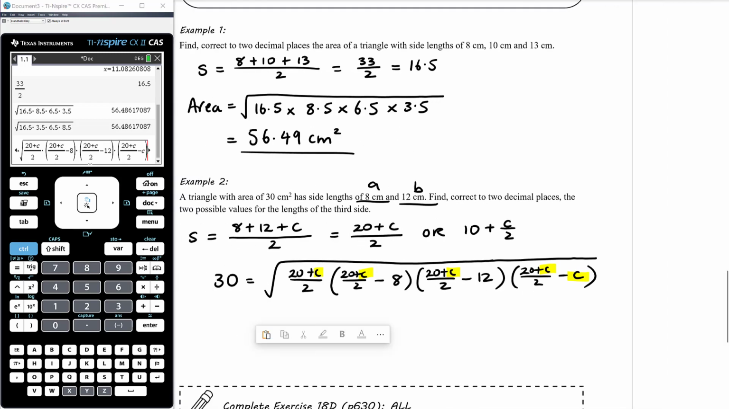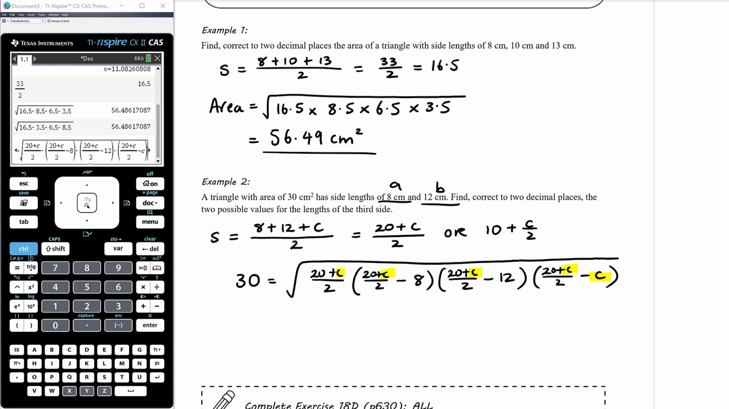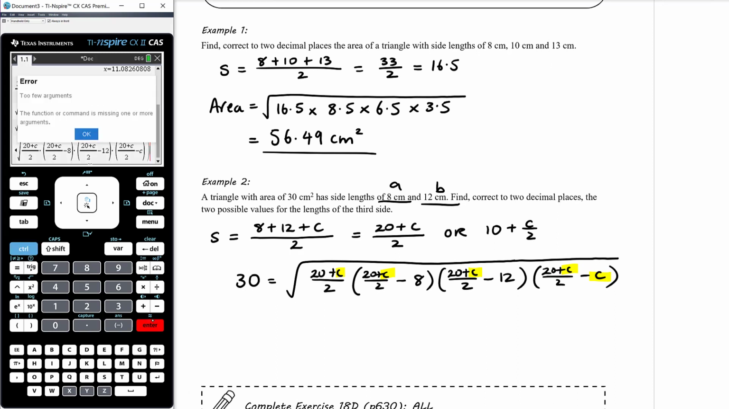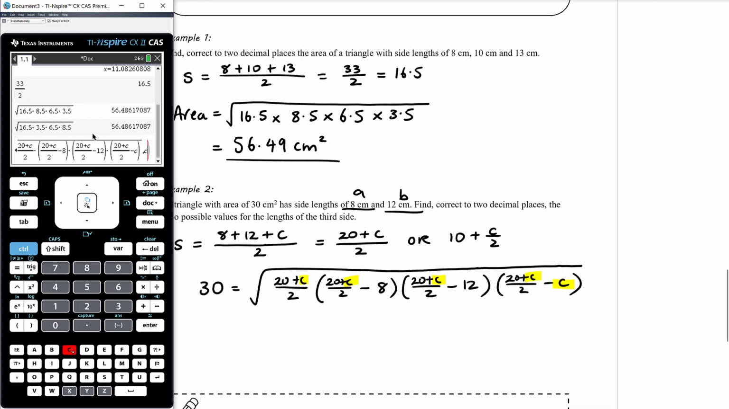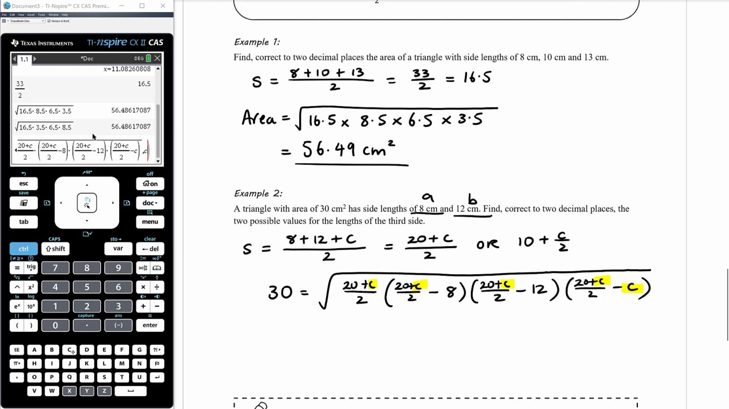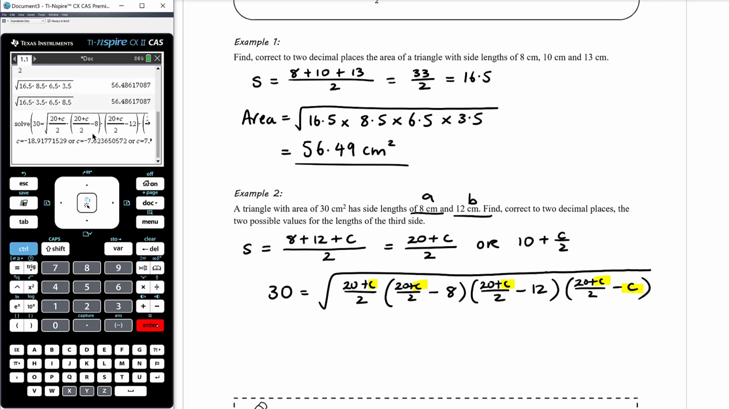And we solve that for C. I'm going to press Control Enter to get my answer as a decimal. Oh, sorry, I forgot to do comma C. We want to solve for C, so outside of the square root now, comma C. Sorry. Control Enter to get it as a decimal.